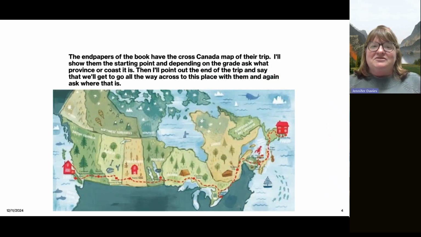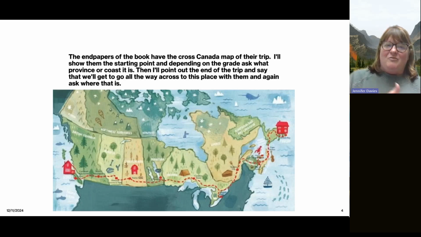The end papers of the book have the cross-Canada map of their trip. So then I always point out the starting point. So this is Tofino, British Columbia. Depending on the grade, we'll ask what province that is. You know, by looking at it, what province is on the far west coast?